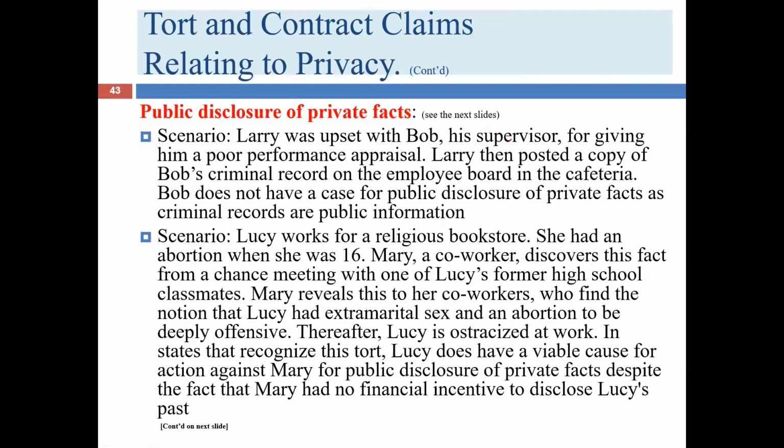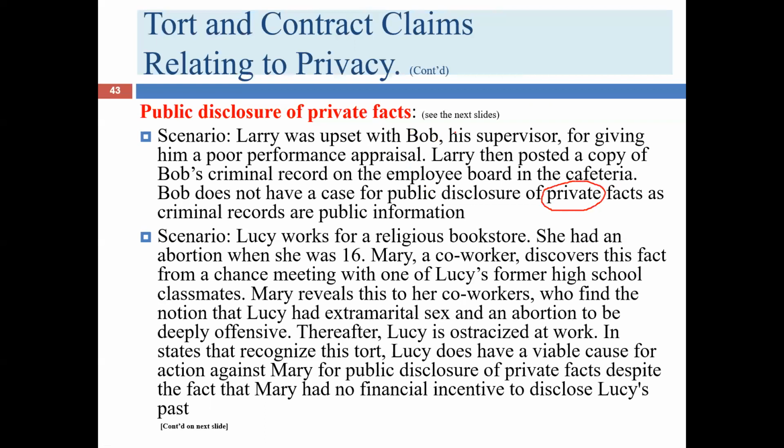Larry was upset that Bob, his supervisor, was giving him a poor performance appraisal. Larry then posted a copy of Bob's criminal record on the employee board in the cafeteria. Under these facts, Bob does not have a claim for public disclosure of private facts because guess what? Criminal records are public information. Obviously, Bob is very disturbed about this. He's embarrassed. It may negatively impact his career, but they're not really private facts, so he's out of luck in that sense.